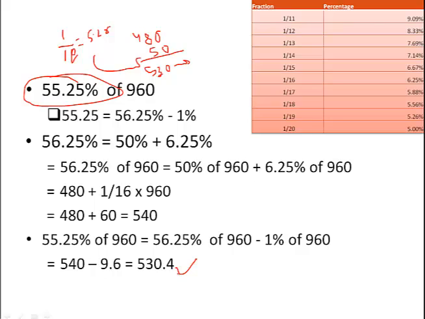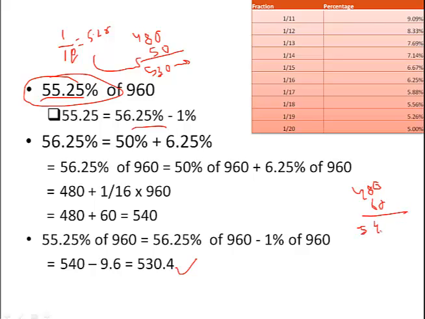Okay, if the options are not very near in the exam, there are only 4 options, and the 4 options are well spread out, then you can use this. Another way of using this, I will think, okay, 55.25, this is nothing but 56.25 minus 1, so 56.25, I know that is 50% plus 6.25%. 50% is 480, and 1 by 16, that is 6.25%, will be 60. Okay, now this would be 540.